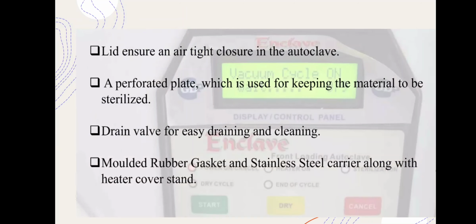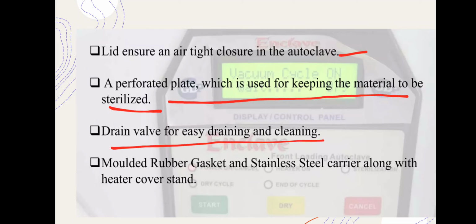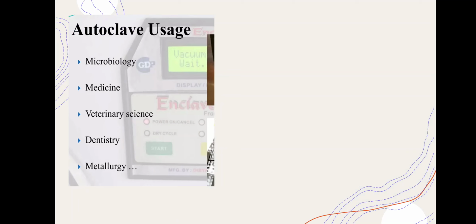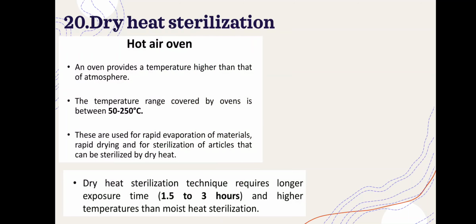Then the lid ensures an airtight closure in the autoclave. A perforated plate is used for keeping the material to be sterilized. Drain valve for easy drainage and cleaning. Molded rubber gasket and stainless steel carrier along with the heater cover stand. Autoclave is used in microbiology, medicine, veterinary science, dentistry and metallurgy.